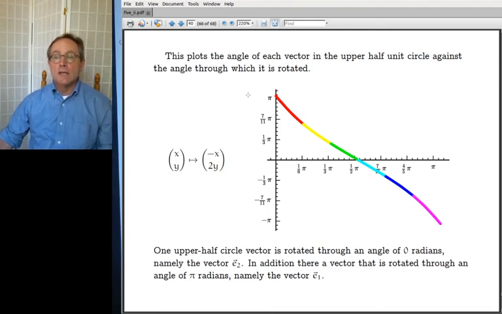And when I draw exactly the same plot, on the horizontal axis here is my name for the vector that is on the upper half unit circle. Namely, I'm naming them by the angle they make with the x-axis, the counterclockwise angle they make with the x-axis. And what you see right at the start here is that the point (1, 0) is flipped entirely around, so it gets rotated through an angle of pi.